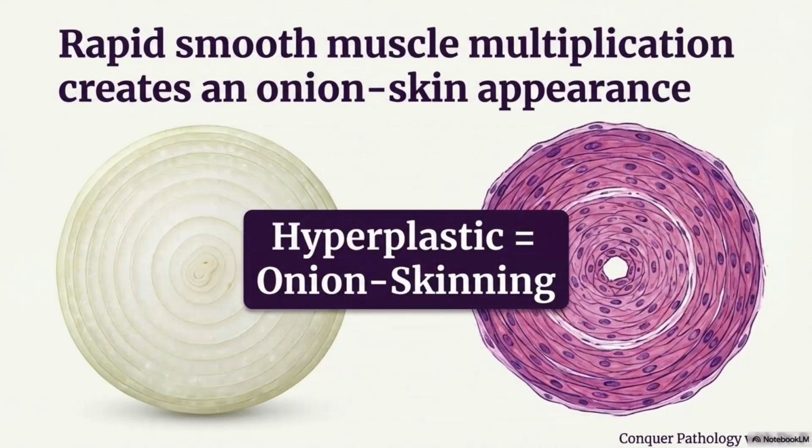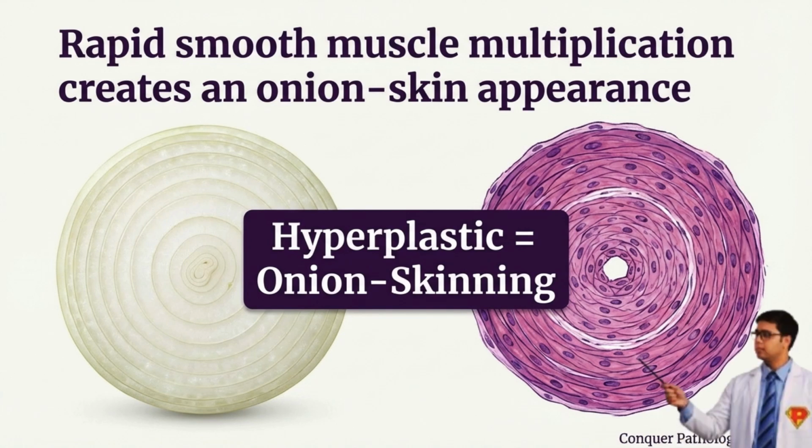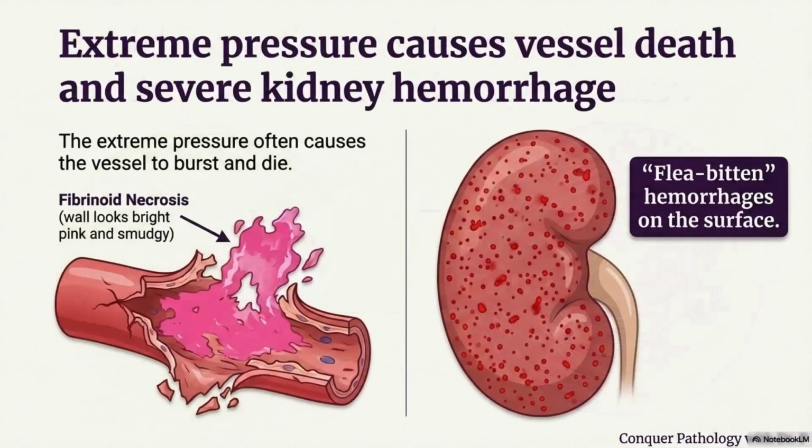This brings us to one of the most famous buzzwords in pathology. Rapid smooth muscle multiplication creates an onion skin appearance. Look at the image on your slide. It looks exactly like the layers of an onion. Burn this into your memory. Hyperplastic equals onion skinning. But sometimes the pressure is just too much.